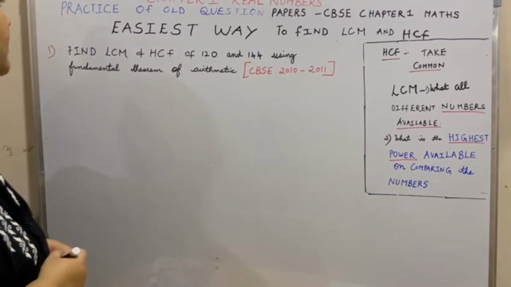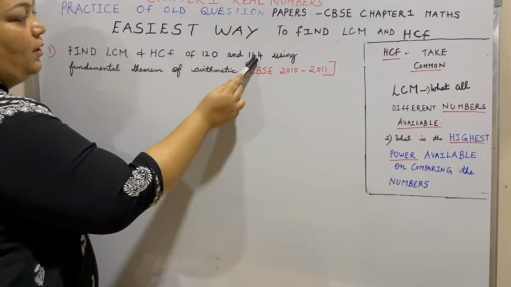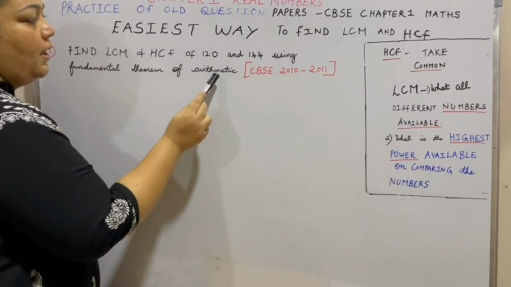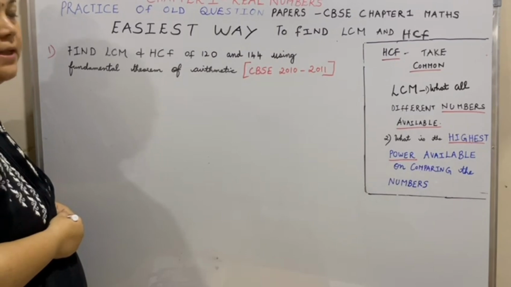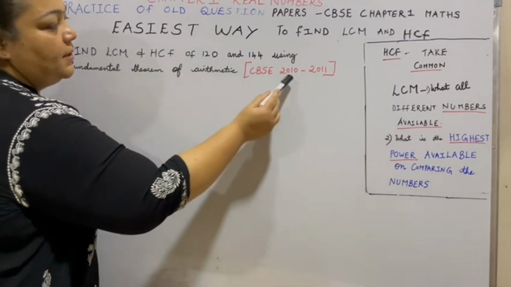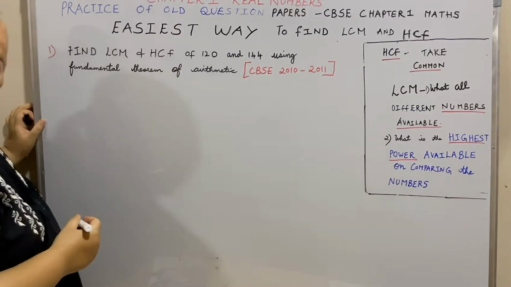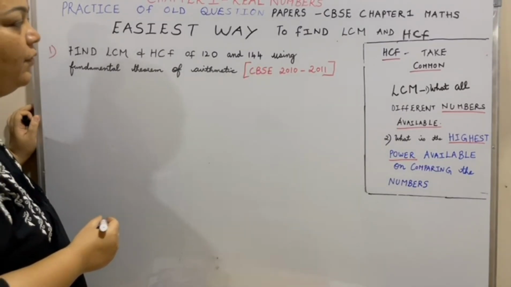Now we are going to see how to find the LCM and HCF of 120 and 144 using the fundamental theorem of arithmetic. This is the easiest way to find LCM and HCF. This is a CBSE 2010-2011 question. So let us find the HCF and LCM of 120 and 144.